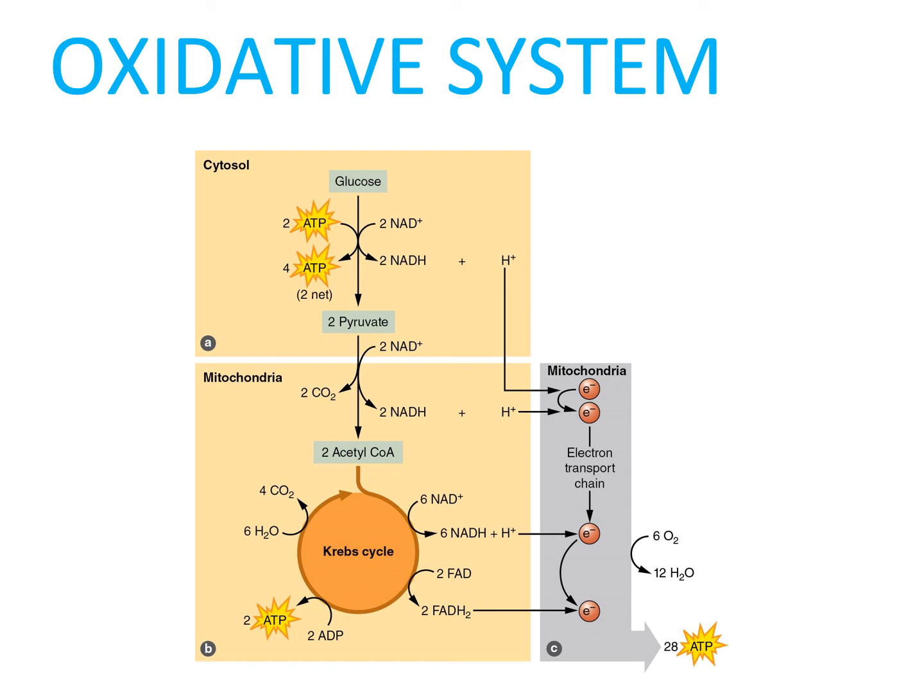So the first stage of our oxidative system is actually going to be glycolysis. So we would go through the glycolytic system like we would with anaerobic respiration, but this time oxygen is present. This will allow us to go to stage 2, which is the Krebs cycle, and then ultimately stage 3, which is the electron transport chain.